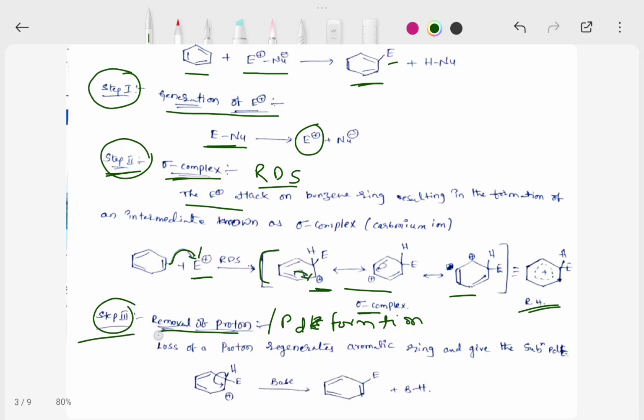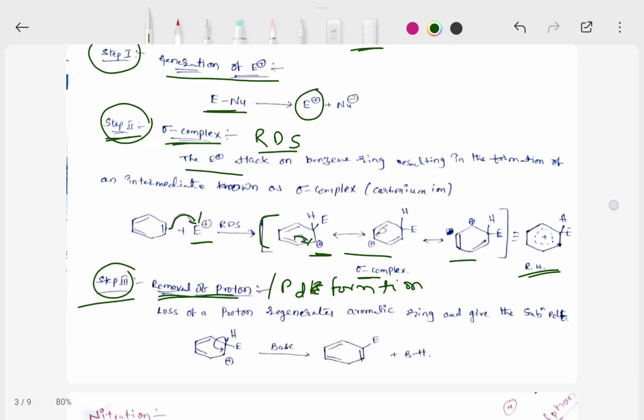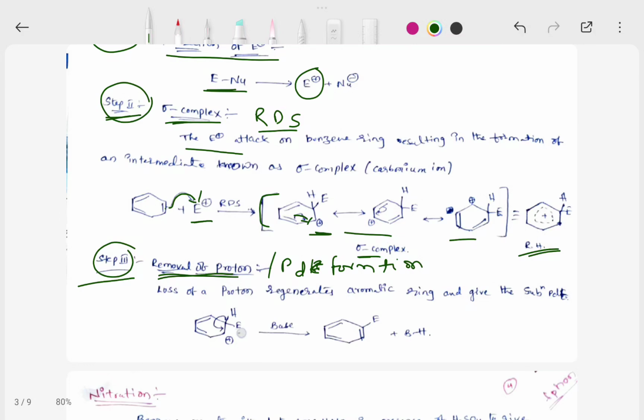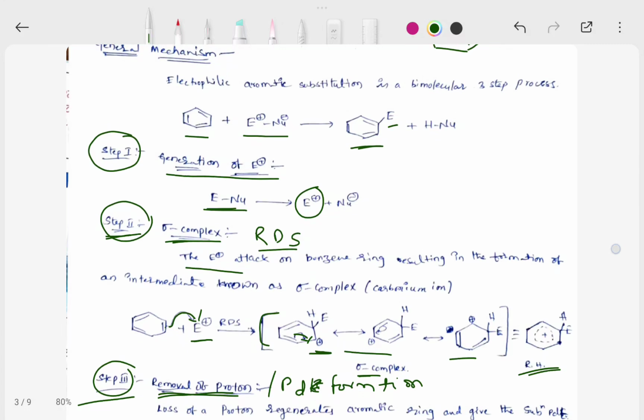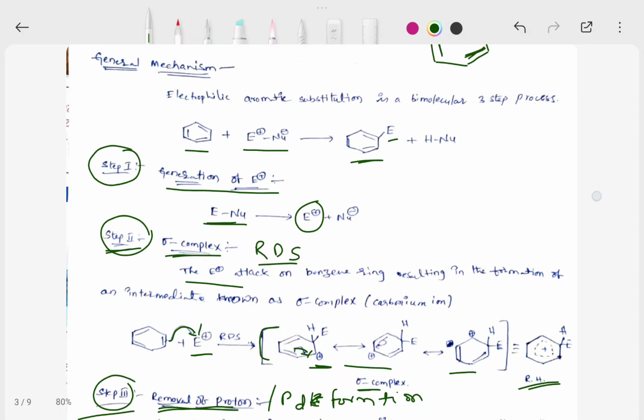The third step is called removal of proton or product formation. In this third step, loss of a proton regenerates the aromatic ring and gives the product. Where the electrophile is attached, that carbon loses a proton and forms the product. These are the three steps for electrophilic substitution reactions in benzene.